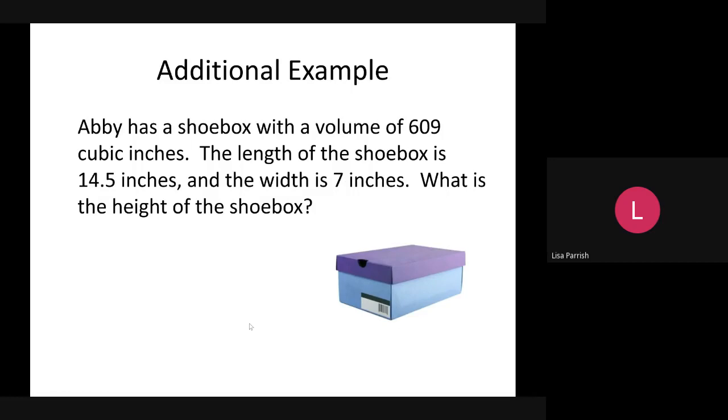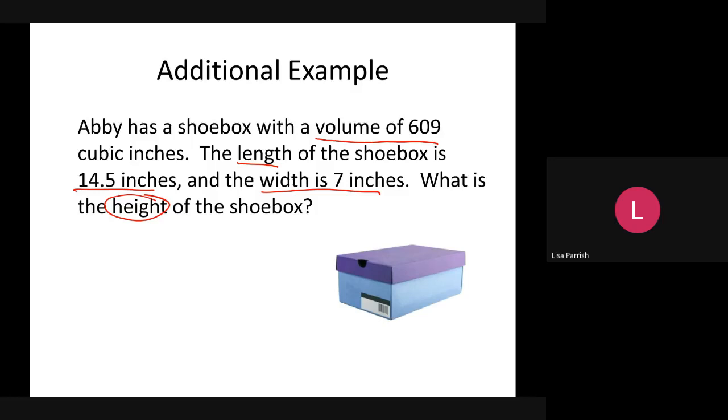All right, let's look at our next example. Again, you can write the words or you can draw the diagram and label it. Okay, if you decide to draw the diagram, we'll label this one that's already on here. Remember how we drew it on the previous example. Abby has a shoebox with a volume of 609 cubic inches. The length of the shoebox is 14.5 inches. The width is 7 inches. What is the height?